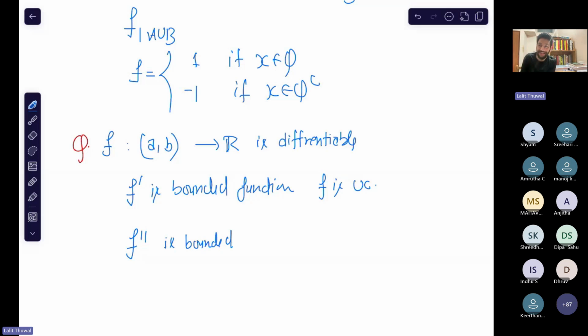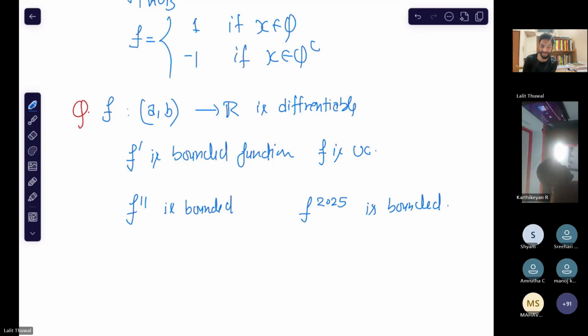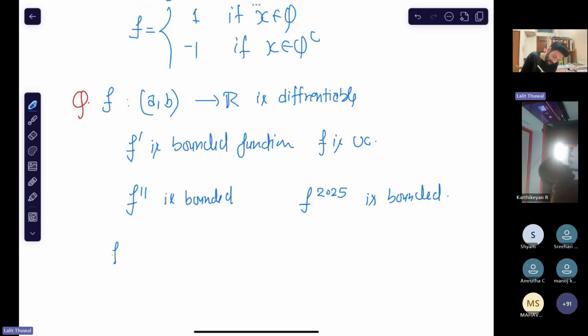Now the question is, suppose f is differentiable 2025 times, and f 2025 is bounded. So what do you think about the uniform continuity of f? Okay, let me tell you the answer. You are given that f double dash is bounded, so that means this f dash is uniformly continuous on AB, right?